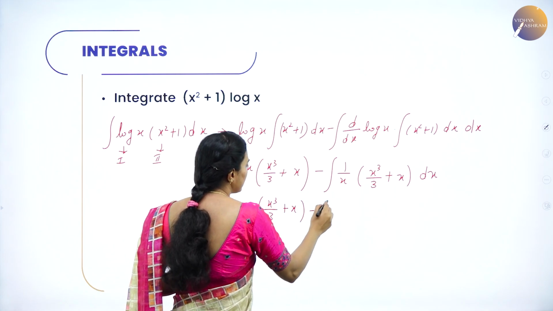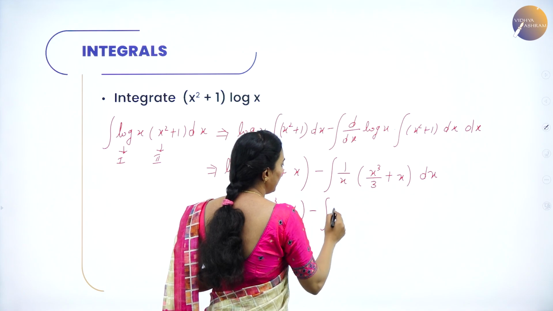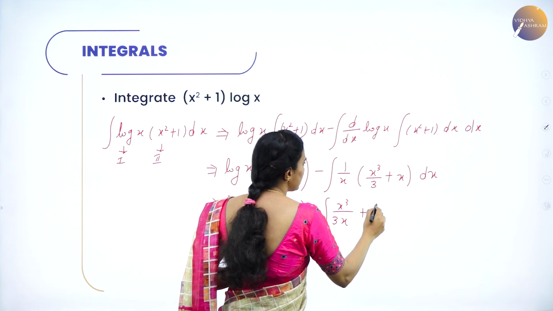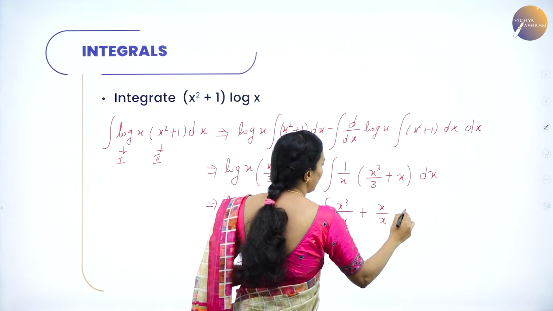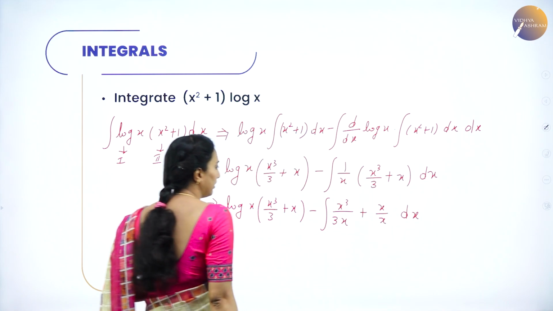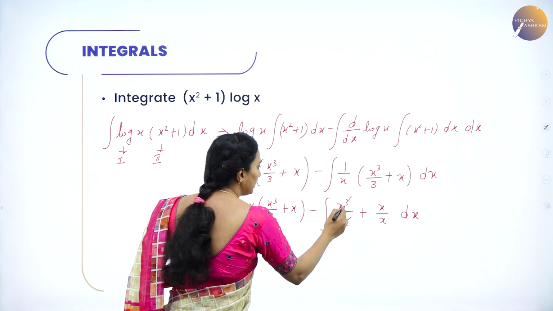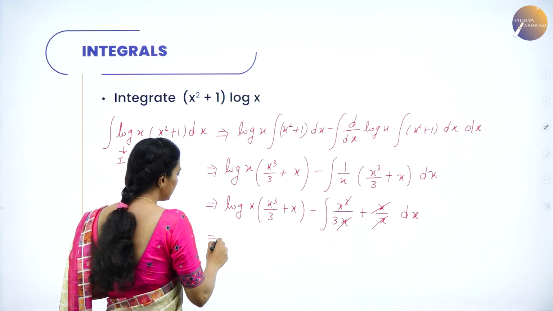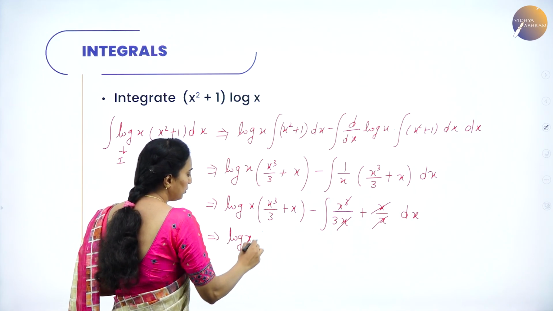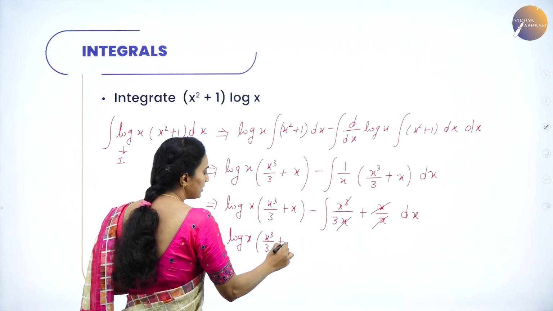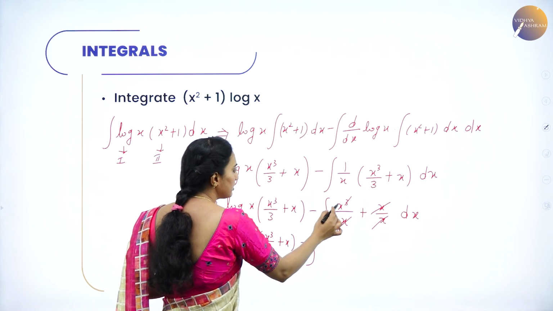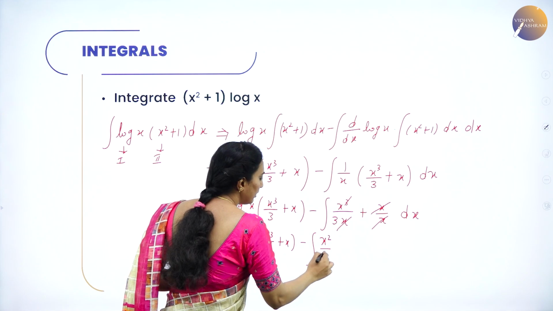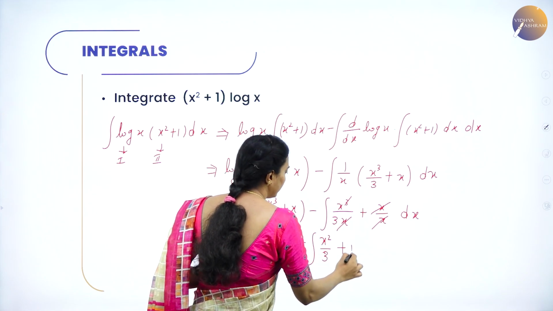plus x minus integral of, if you multiply 1 by x inside, that is x cube divided by 3x because 3 will be multiplied here, plus x divided by x. I hope you got this step. I am multiplying 1 by x inside. That's it. Now here one term of x will get cancelled. Here both x will be getting cancelled. So therefore the next step will be like this, log x into x cube divided by 3 plus x minus integral of, see what is this, 1 by 3 will be a constant. Let me write first, that is x square divided by 3, right, again plus 1 into dx.